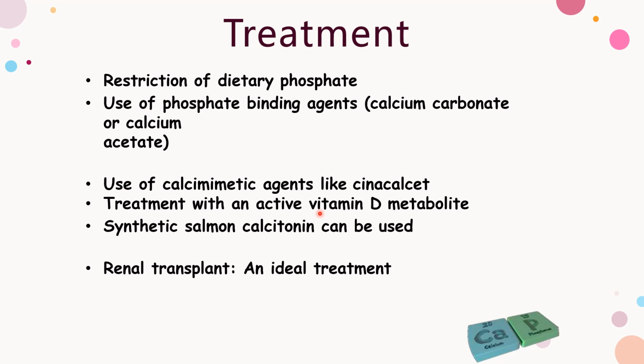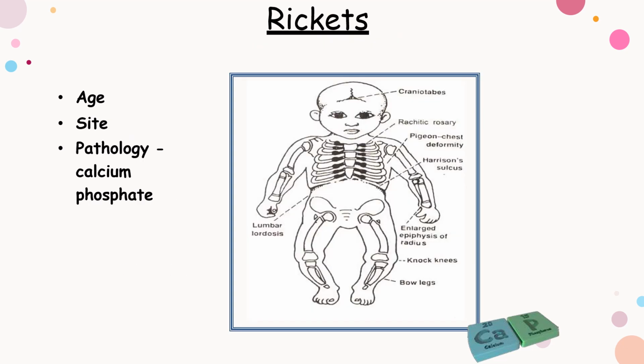Treatment is restriction of dietary phosphate and use of phosphate binding agents like calcium carbonate or calcium acetate, and use of calcium mimetic agents like cinacalcet, and treatment with an active vitamin D metabolite. Synthetic salmon calcitonin can be used, and renal transplant is the ideal treatment. So the main goal of the treatment is to reduce the dietary phosphate or use phosphate binding agents, and also increase the calcium level by giving supplements.